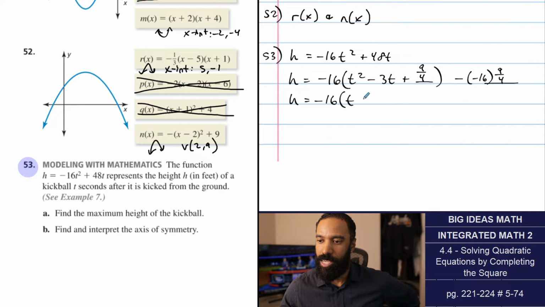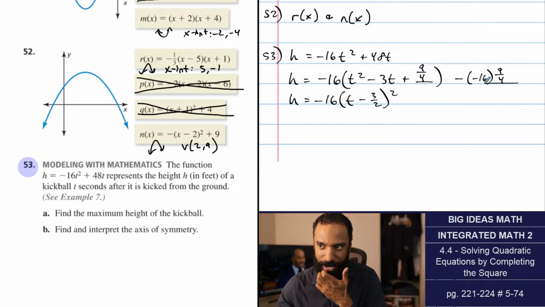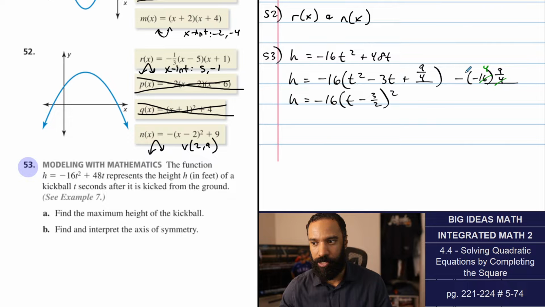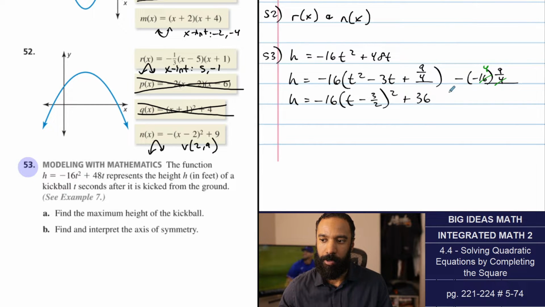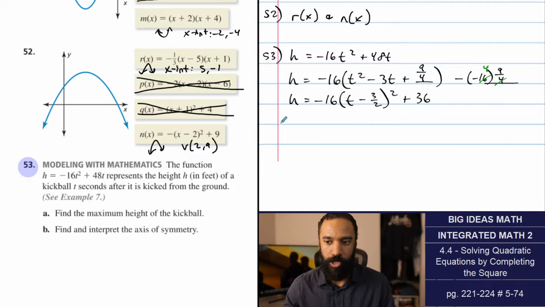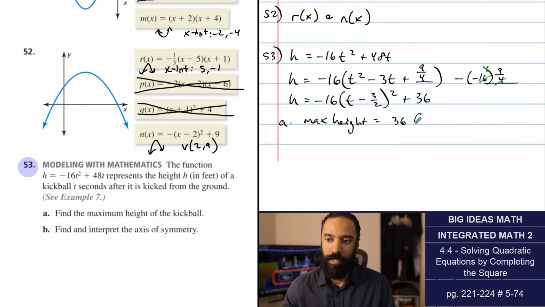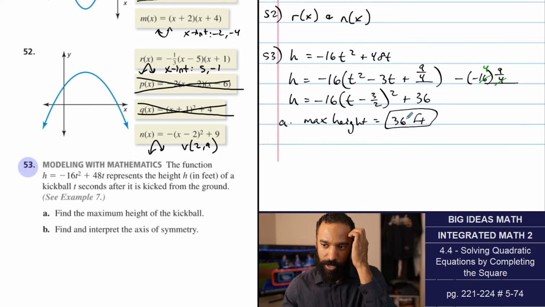This will be t minus 3 halves quantity squared. Now, 16 divided by 4 is 4, and 4 times 9 is 36. Subtracting negative 36 means we're adding 36 there, so plus 36. Here's the vertex form. So part A, maximum height of the kickball. Max height, 36 feet. That's the top of the vertex-wise.